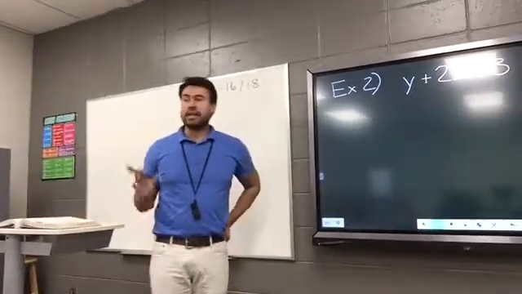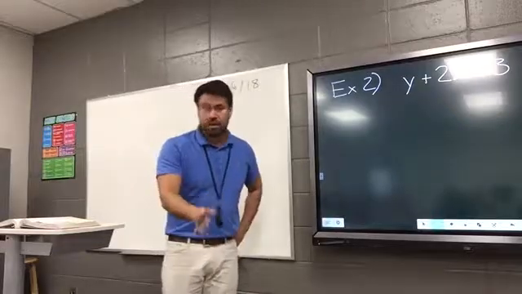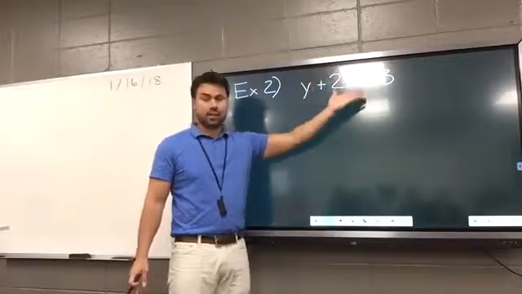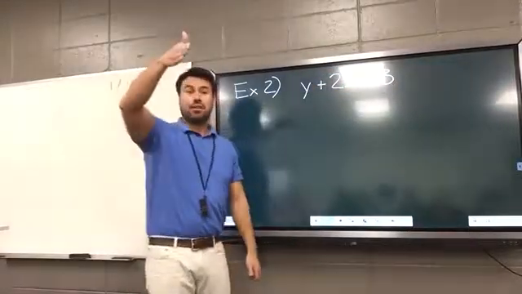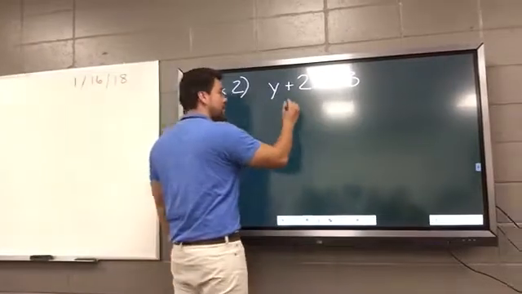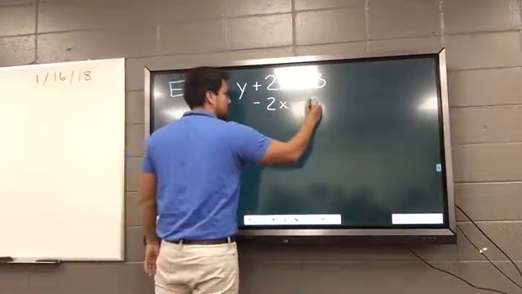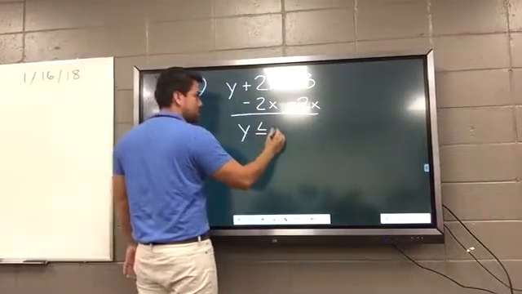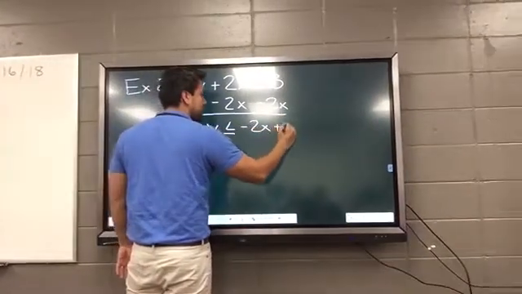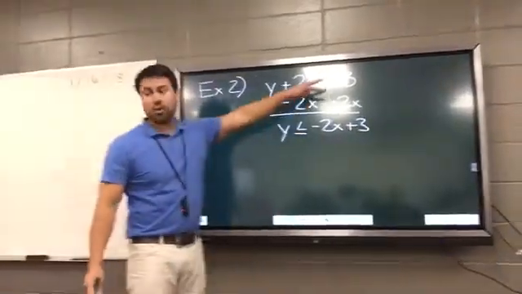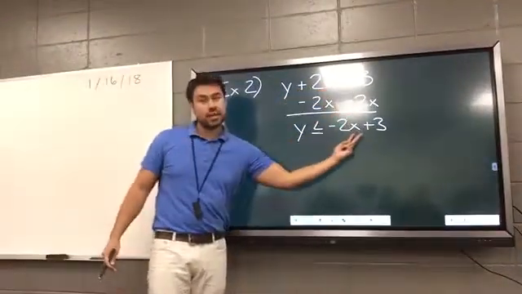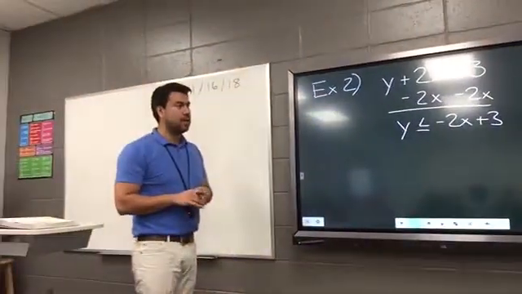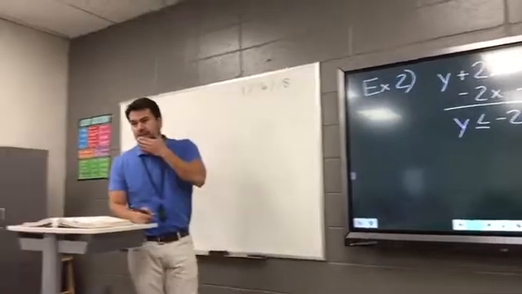So my first step is to write it in slope-intercept form. Okay, is this in slope-intercept form? Nope. So what do I do to get it there? Solve for y. Get y by itself. Subtract 2x from both sides. I get y is less than or equal to negative 2x plus 3. Again, you should be able to go from 3 minus 2x to negative 2x plus 3. And if you don't, ask me, because I'll help you out. Slope-intercept form? Are we there?